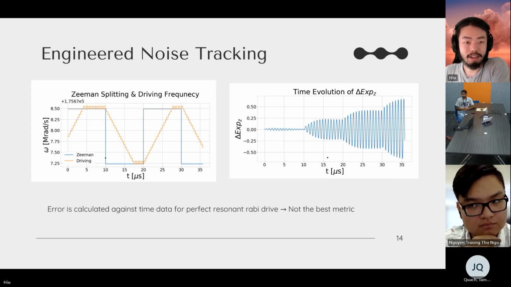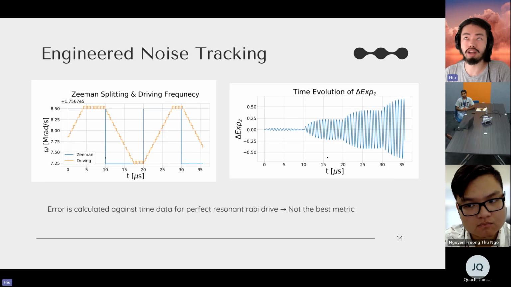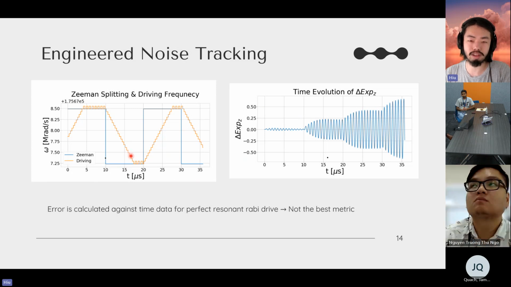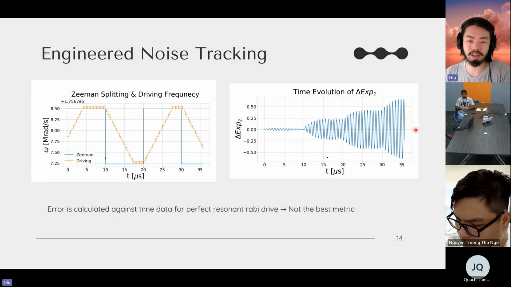While you're on this slide, this is engineered noise tracking. What do you mean by that? Engineered noise, as in the square wave. You can actually physically implement this square wave noise on the device. We're using a simple square wave in the simulation just to test how well a basic method will perform and how the error rates come out.